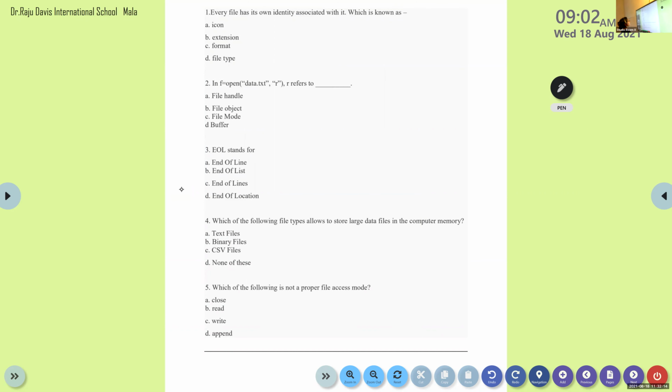Every file has its own identity associated with it. If I say video is having .mp4, audio is having mp3, so what is the answer?